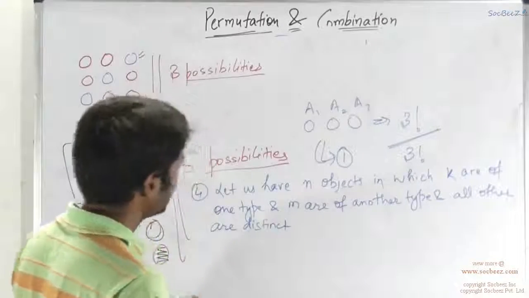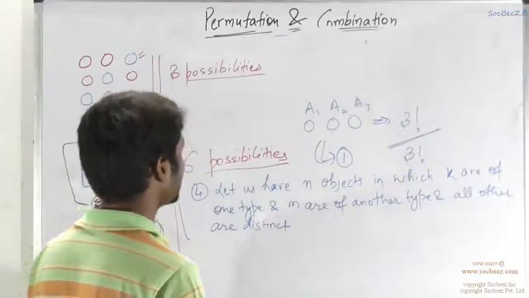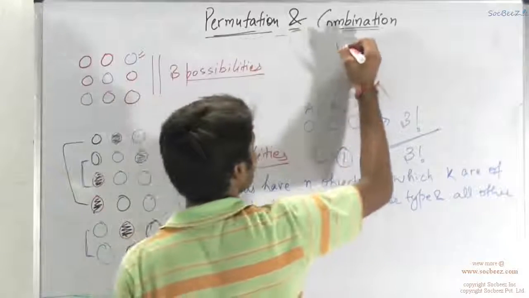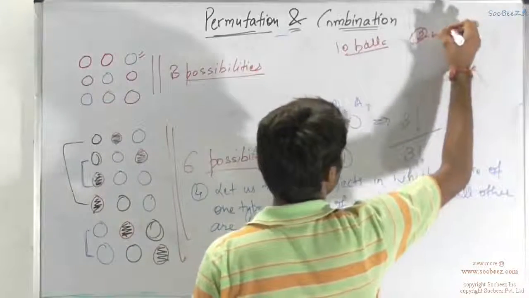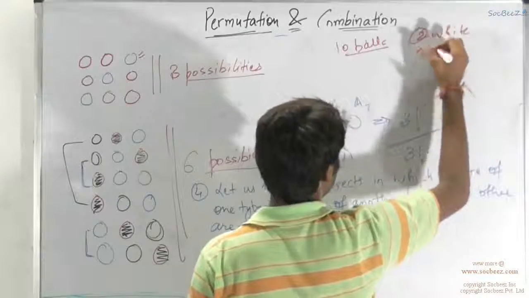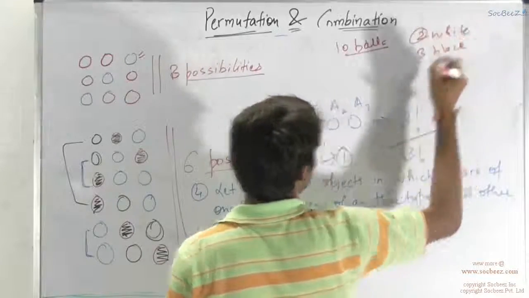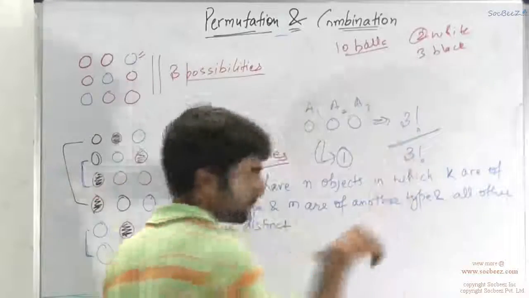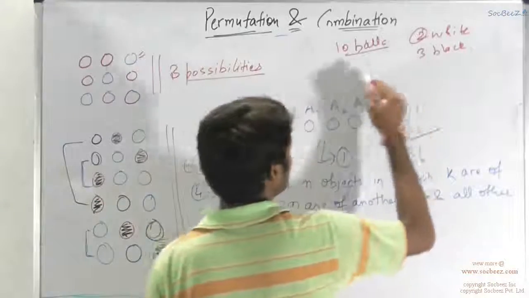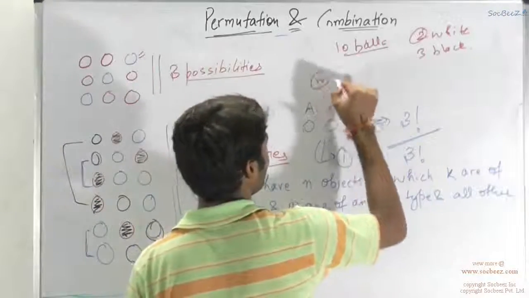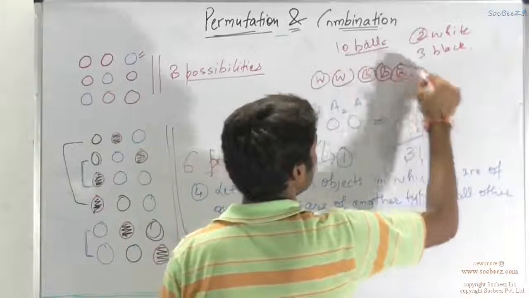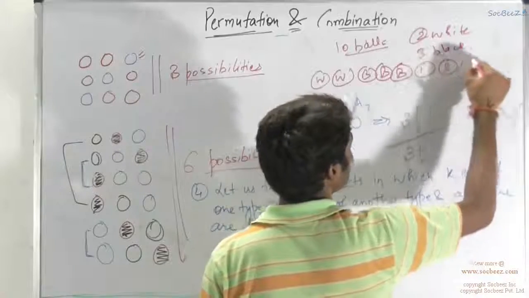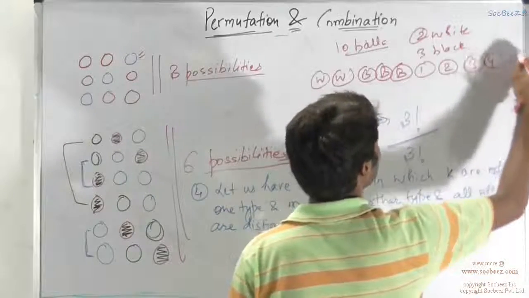What do I mean by this? This is something like this. If I say there are 10 balls, 2 are white, 3 are black, and all other, we have a marker on them. Let us suppose, so these are white, I say white, black, black, black. On all other you have 1, 2, 3, 4, 5 written on them.